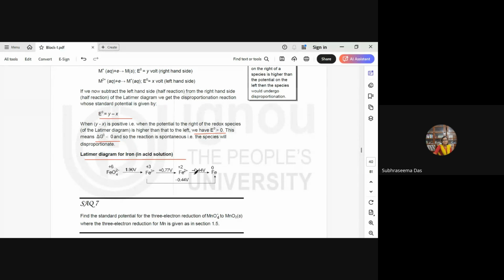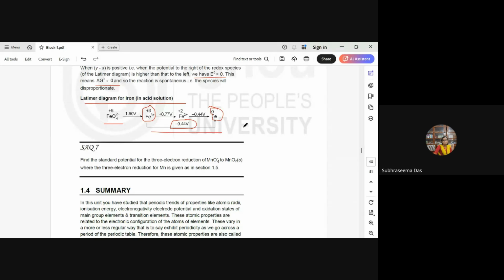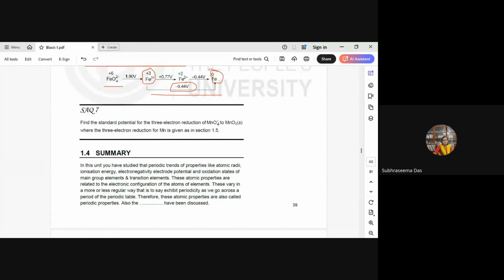So how can we know whether it disproportionates? Here iron is present as Fe plus 6, 3 plus, 2 plus, and 0. Now we will calculate the change for Fe3 plus to Fe0. After calculation, the electrode potential is found to be negative. So once it is greater than 0, we can see whether it is disproportionate or not.